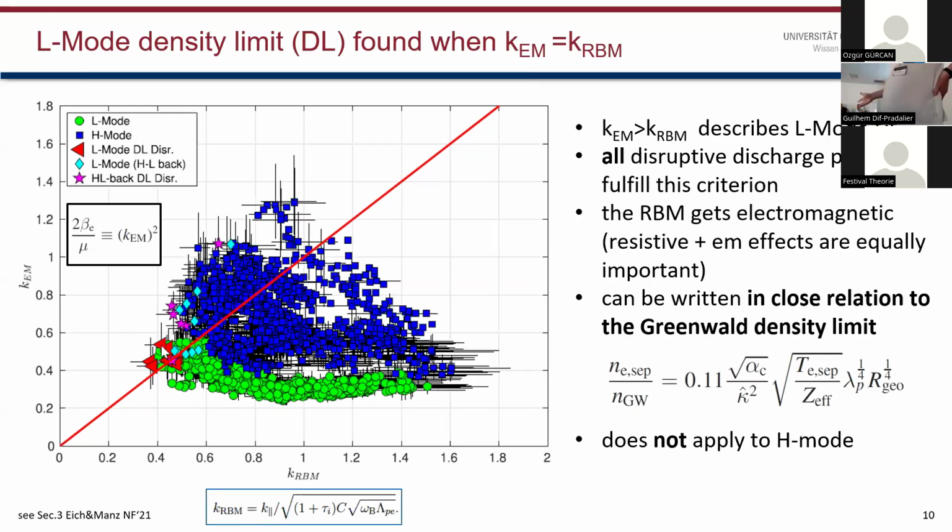And why does it not count? Because the turbulence is suppressed and we do not have resistive ballooning modes in high confinement mode. So it does not matter what I calculate, because it's not there.